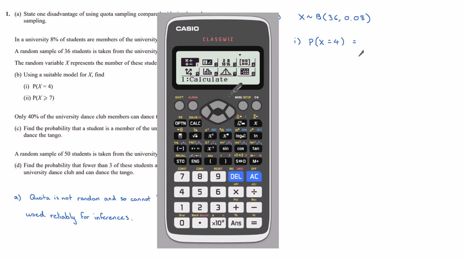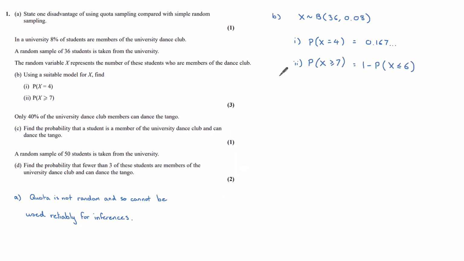So if we go to number 7, our statistics mode on our calculator, we want to find the binomial PD because we're looking for one specific value. So number 4, we want to select number 2 for variable, and our x value is 4. That's how many people we want to find to be members of the dance club. The number of people in our group is 36, and the probability they are a member is 0.08. And if we hit equals, we get an answer of 0.167387, and so on.